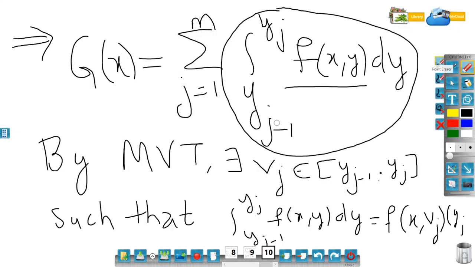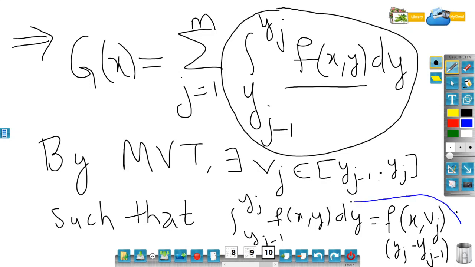yj minus yj minus 1, and let me call this as, well, this is what I have defined. This I'll be substituting in the above equation.